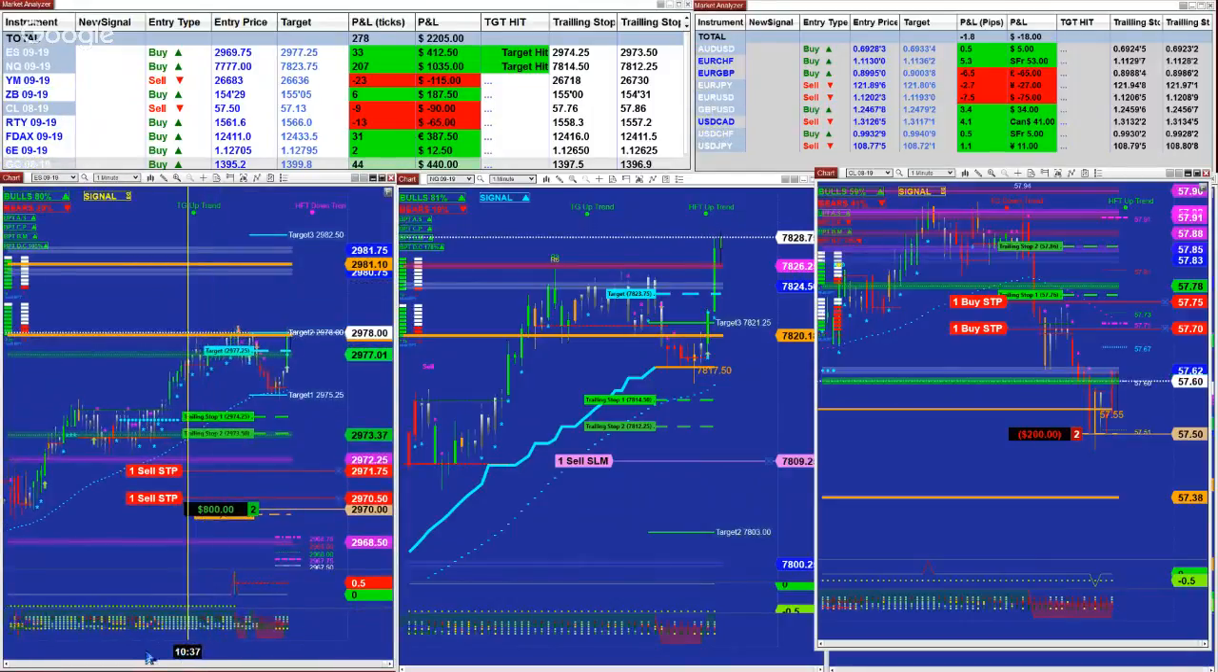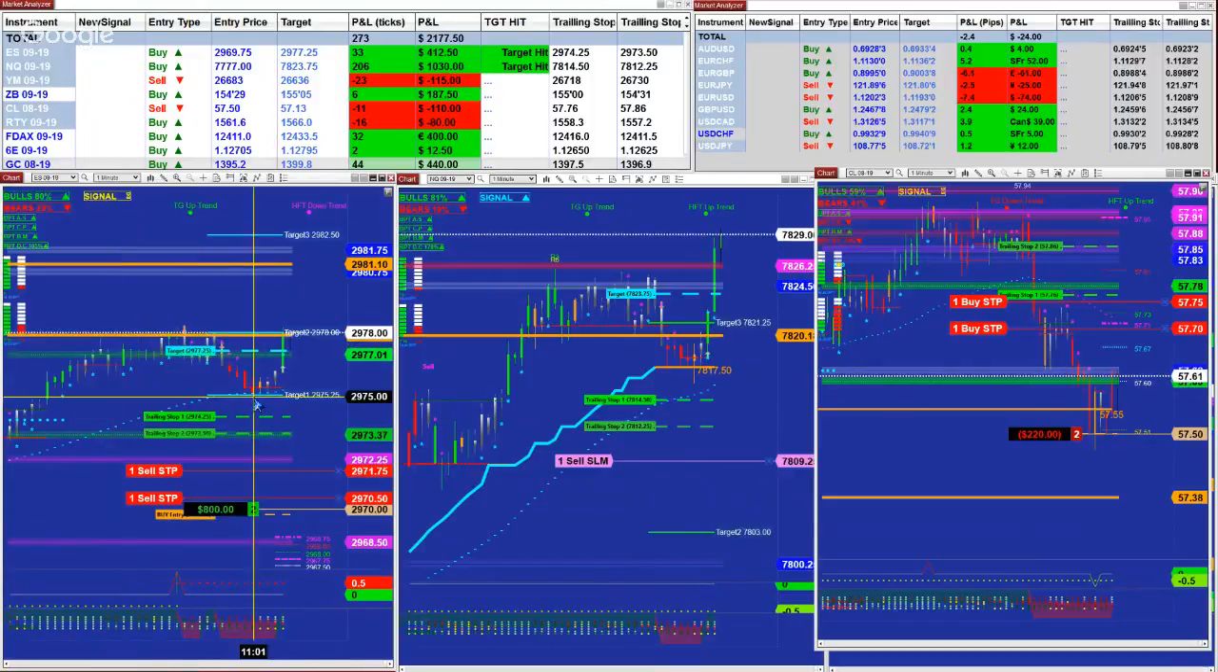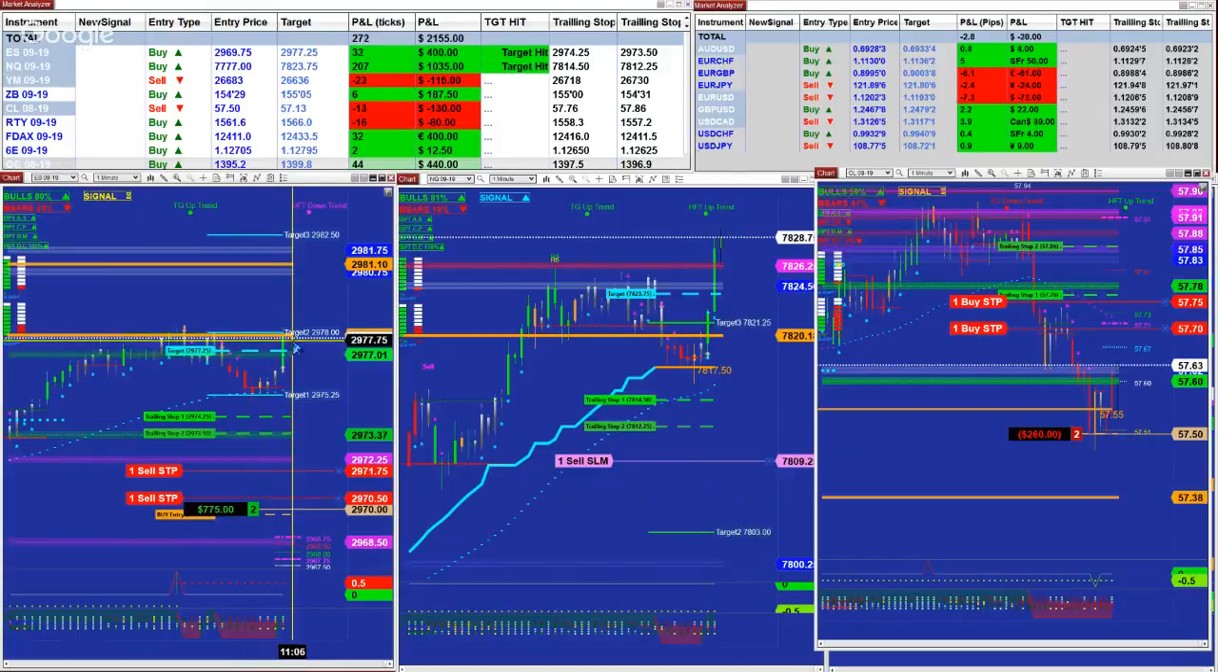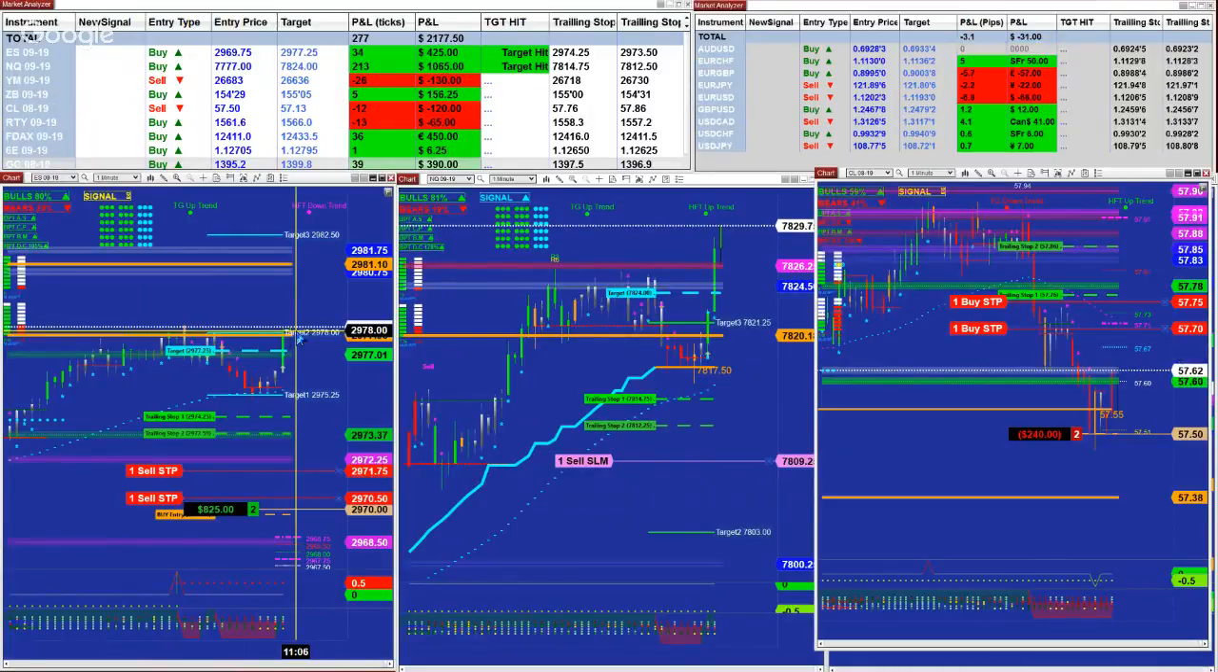This is exactly what we told you on the pattern. When it comes into target one, goes back to target two, and then goes back to target one, and goes back and tests target two. That's exactly what the ES did. That's exactly how we called it half an hour before it happened.